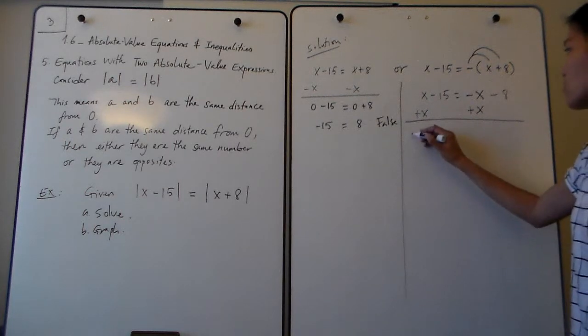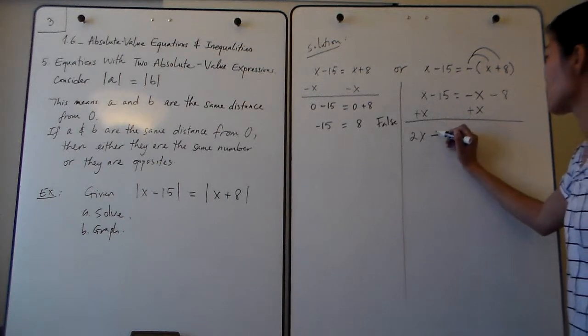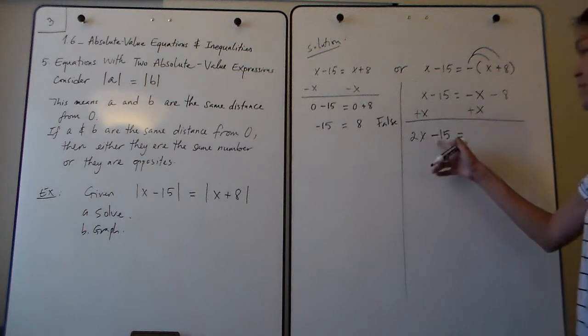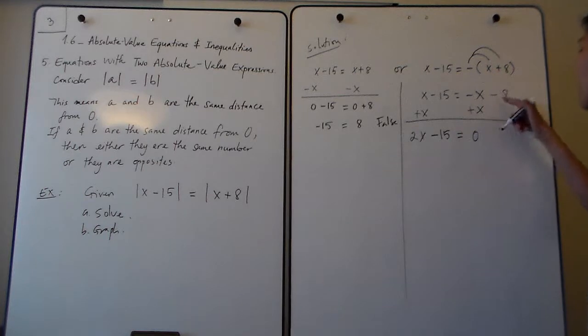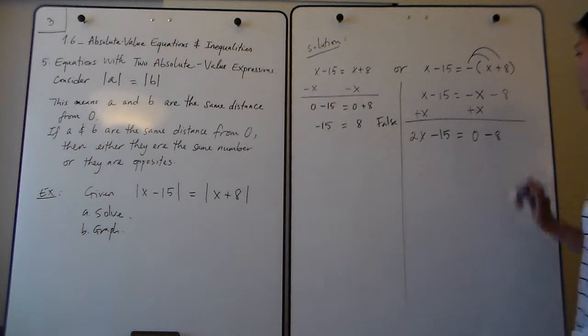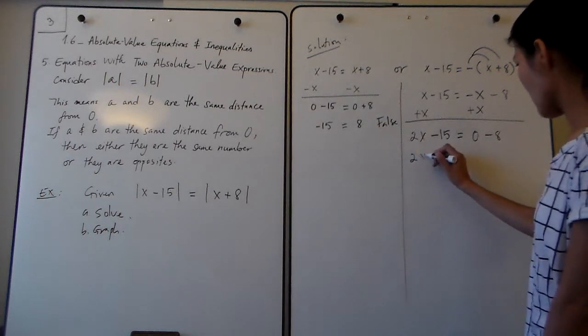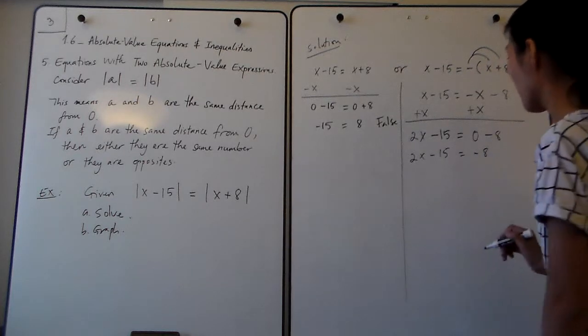So x plus x is 2x. Negative 15 plus nothing here, which is negative 15. Or negative 15 plus 0 is negative 15. Negative x plus x is 0. Negative a plus 0, there's no constant here, which is negative a. Simplified, we have 2x minus 15 equal to 0 minus a, which is negative a.